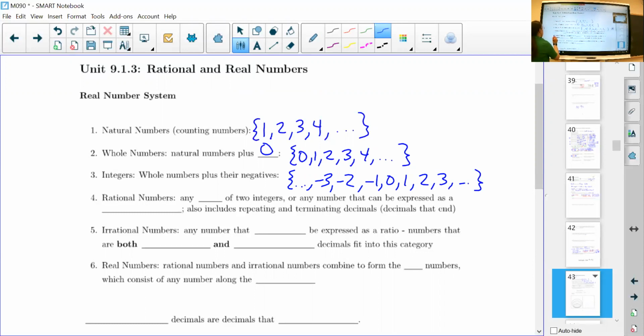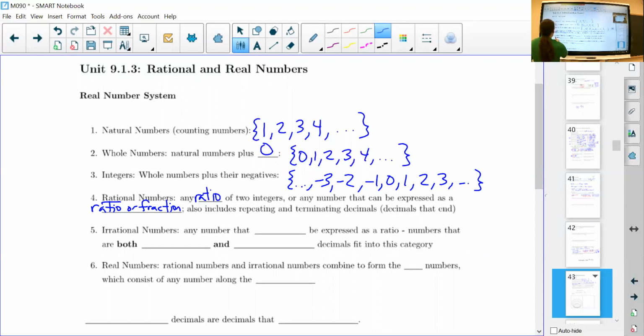Okay, rational numbers. Rational has the word ratio in it. That's no coincidence. It's a ratio of 2 integers, or any number that can be expressed as a ratio or fraction, because those are basically the same, remember? And it includes repeating decimals, like 0.33333, and terminating decimals that end like 0.25. That's it.